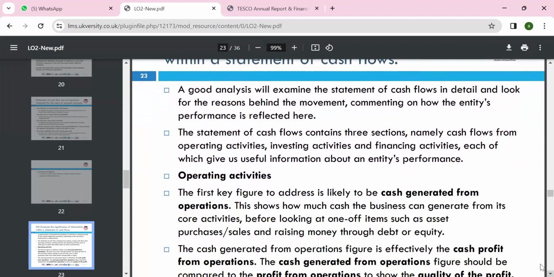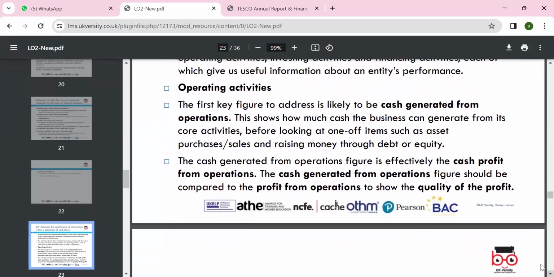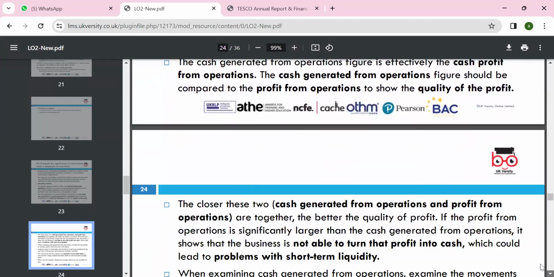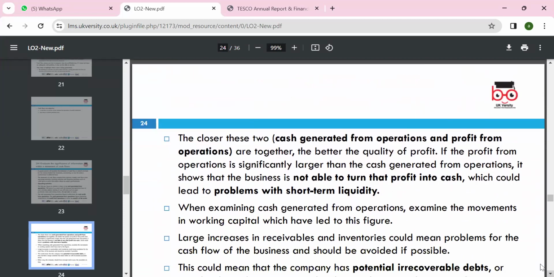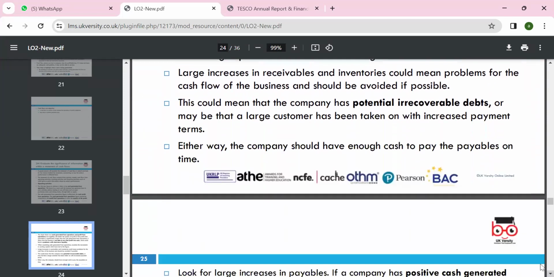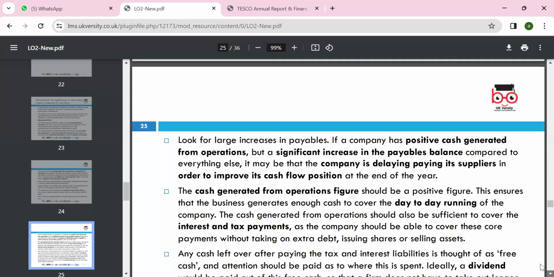We can look at operating activities, cash generated from operations. Irrecoverable debts, how much we have, have a huge impact on the cash flows. Positive cash generated from operations is quite useful.